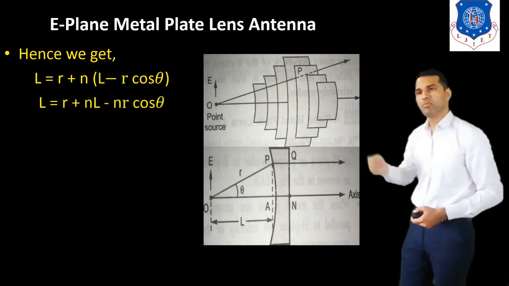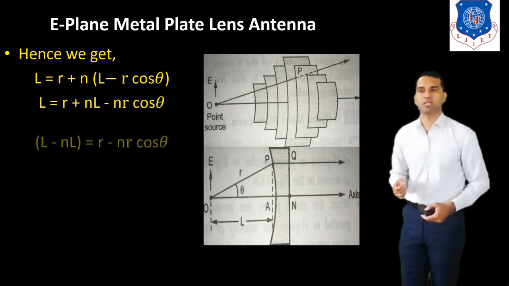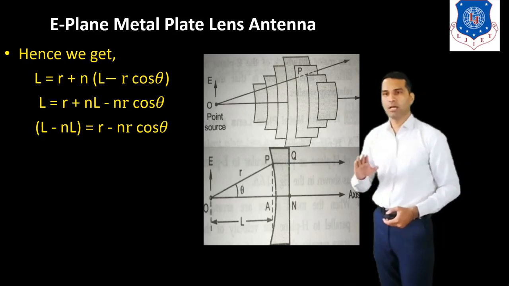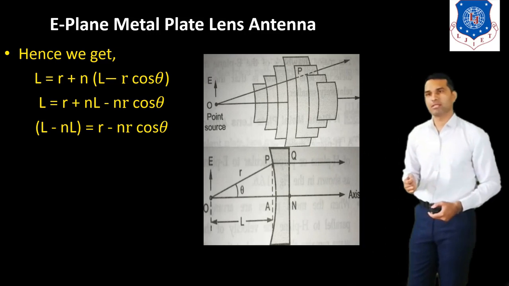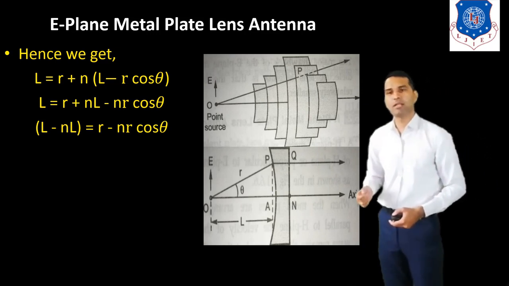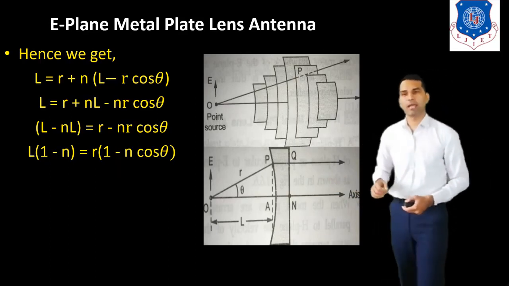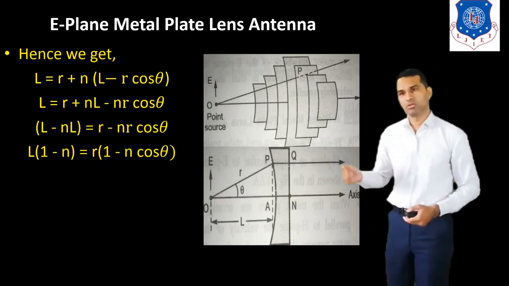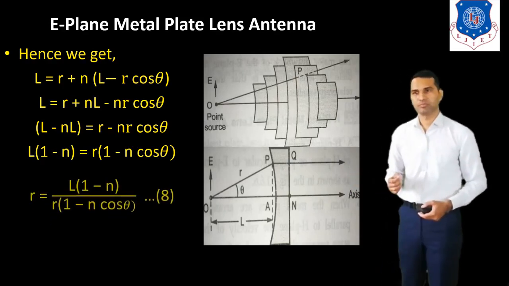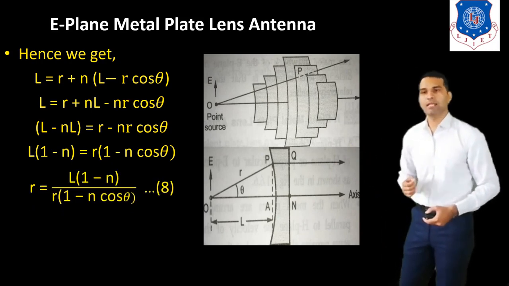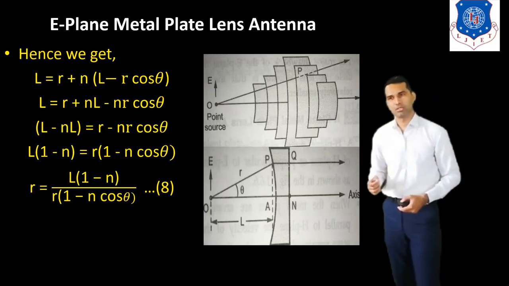When we simplify this equation, we can write L equals R plus nL minus nR cos theta. Now we take the L terms to the left hand side. So we can write L minus nL equals R minus nR cos theta. Now we take L common from the left hand side and R common from the right hand side. So we can write L(1 minus n) equals R(1 minus n cos theta). So finally we get R equals L(1 minus n) upon (1 minus n cos theta).